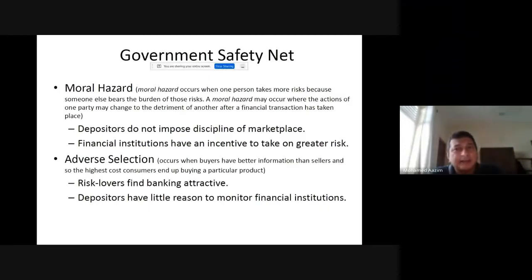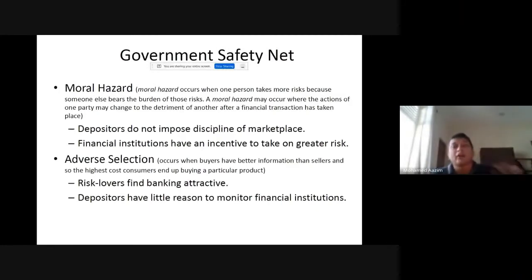So moral hazard may occur where the actions of one party change to the detriment of another. This is upon the financial transaction, not before, but after the financial transaction. So from a depositor's perspective, they do not impose the discipline of the marketplace. Depositors would not necessarily look into the details of the financial intermediary, the changes happening in it, the changes in the nature of businesses they engage in, the type of investments they prioritize, right?